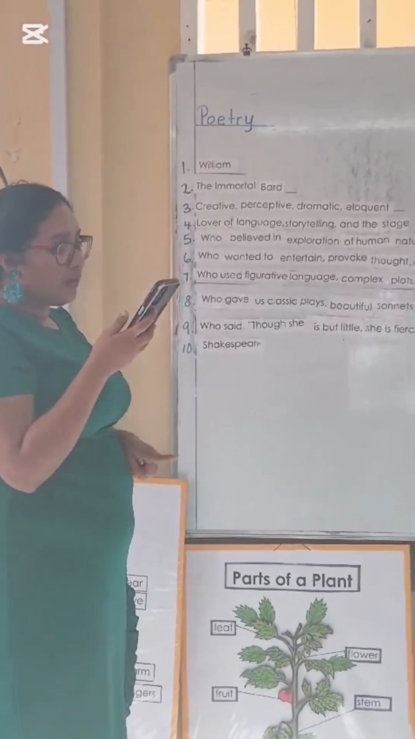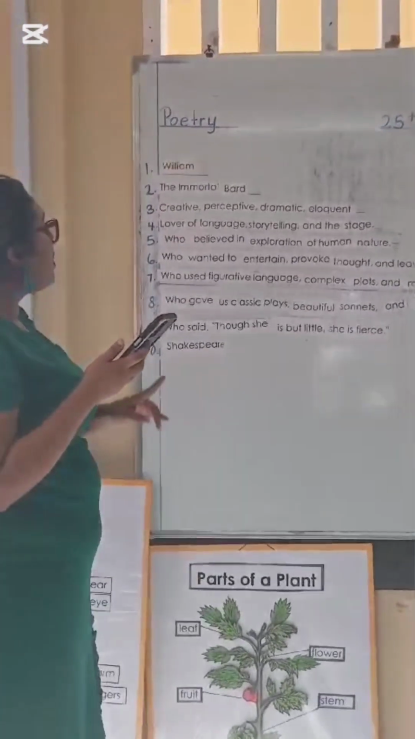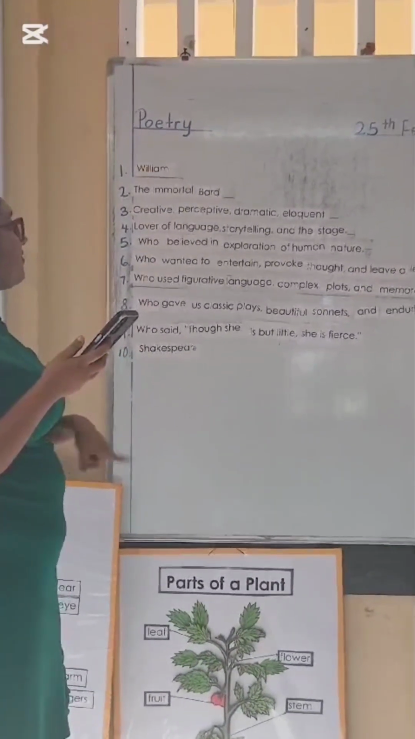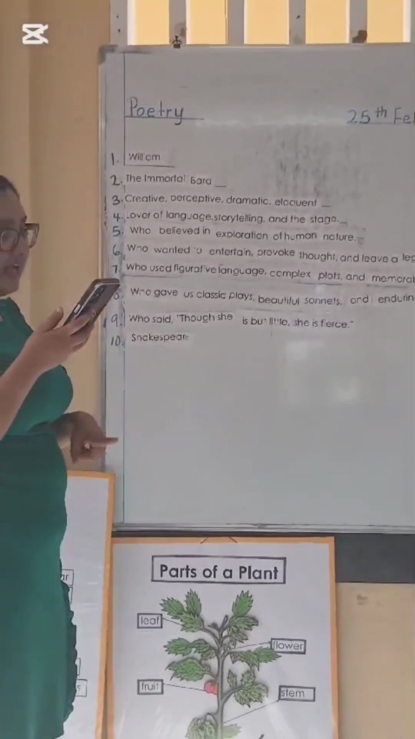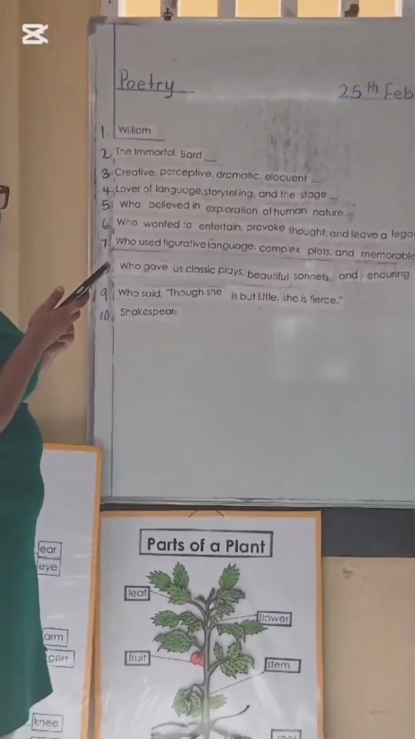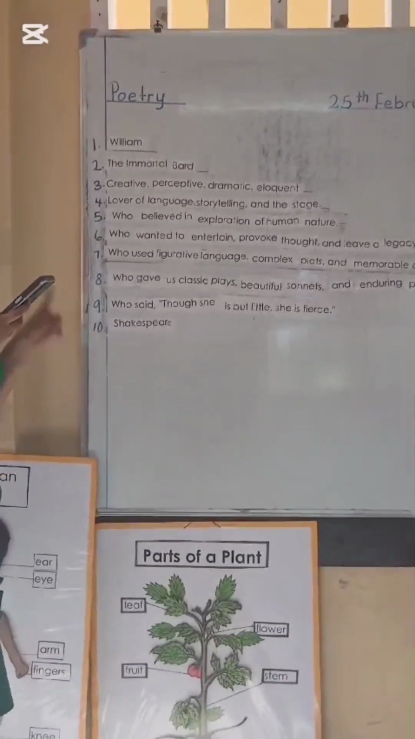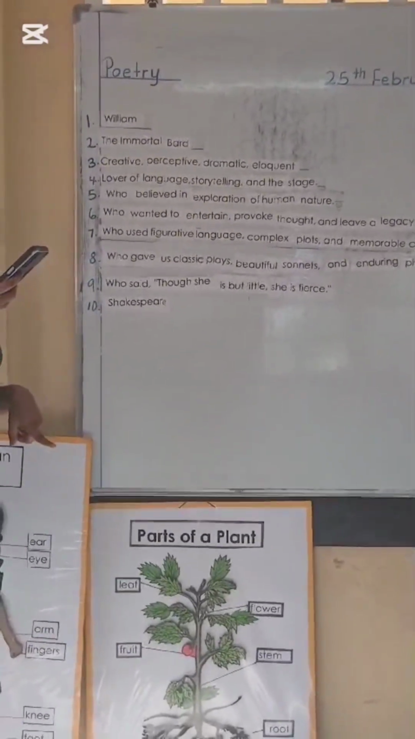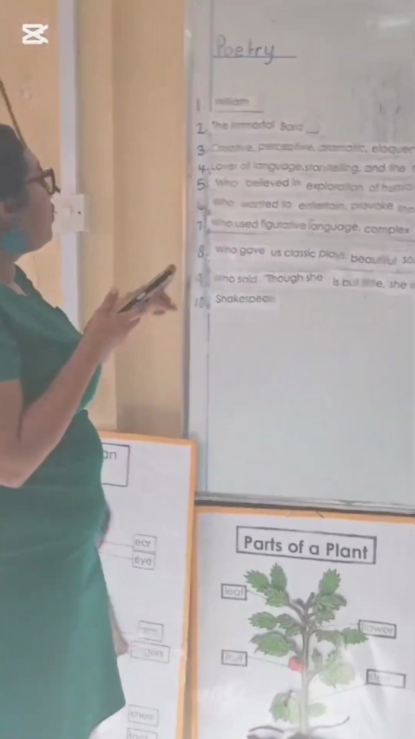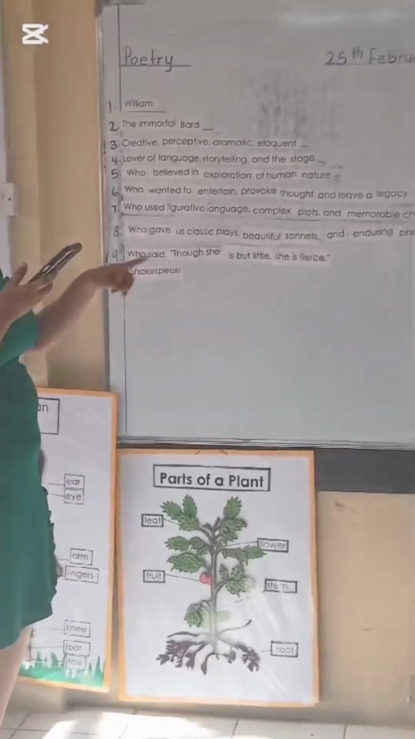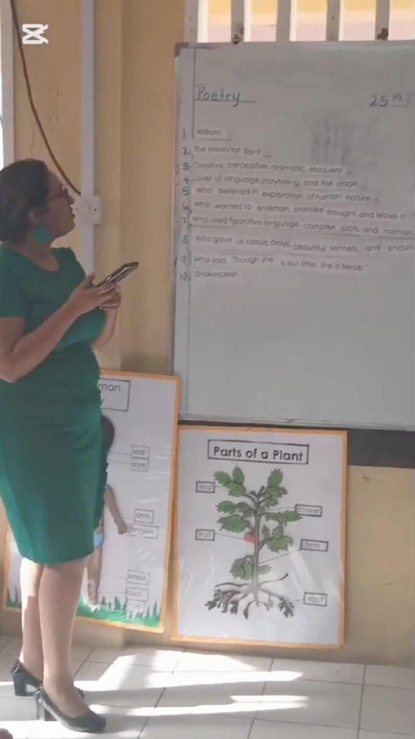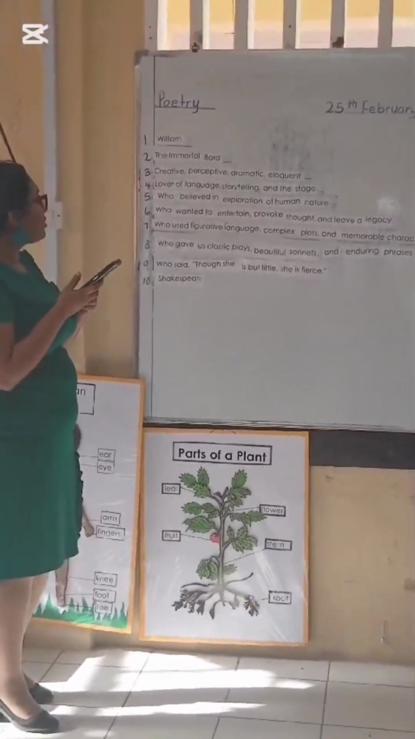Line 3, 4 words that describe the person. So the 4 words in line 3 that describe William are creative, perceptive, dramatic, eloquent. Line 4, lover of 3 or more things or ideas. So he is a lover of language, storytelling, and the stage, right? Line 5, who believed in 1 or more ideas. Who believed in exploration of human nature. Line 6 is who wanted 3 things.